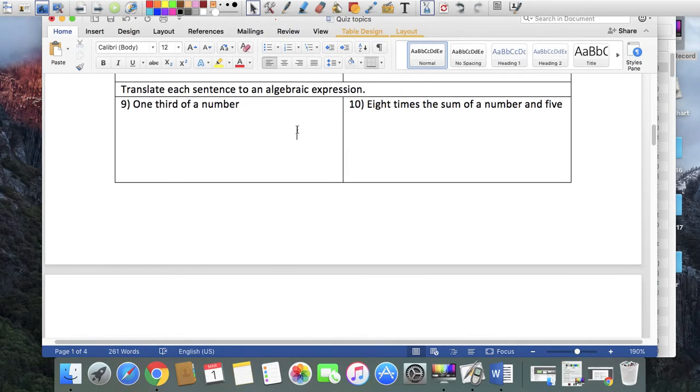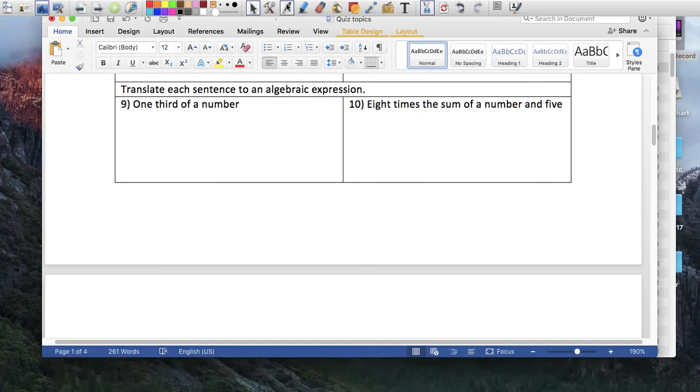Translate each sentence to an algebraic expression. Okay, it's been a while since we did this. So 1/3 of a number, well, literally translated, 1/3 is this. Of means multiply. And a number, we don't know, so let's just write n. There you go, 1/3 of a number. So you're taking 1/3 of whatever that number is.